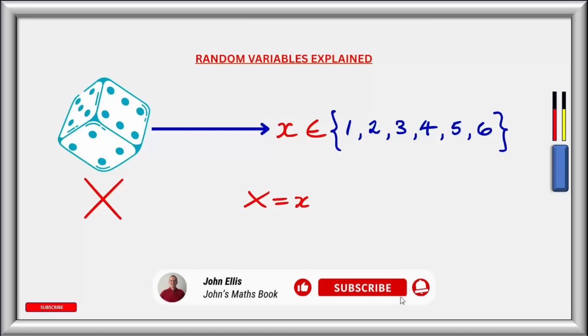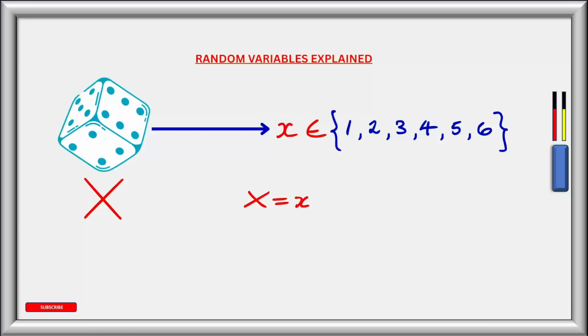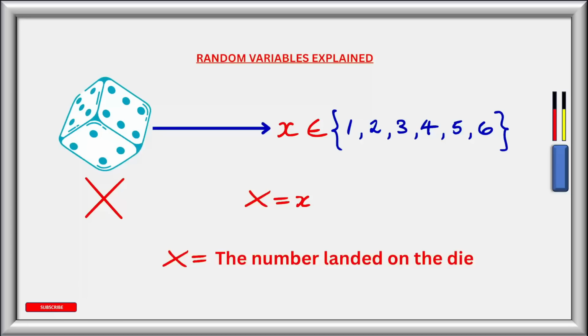The physical outcome is a face with dots on. Our random variable capital X is the rule that maps each physical die face to a number, and so capital X is equal to the number landed on the die. So here's the key distinction. Capital X is the variable or rule itself, representing the random process before you roll, and lowercase x, shown here, is a specific outcome. So a concrete number like 1, 2, 3, 4, 5, or 6 that x could equal.